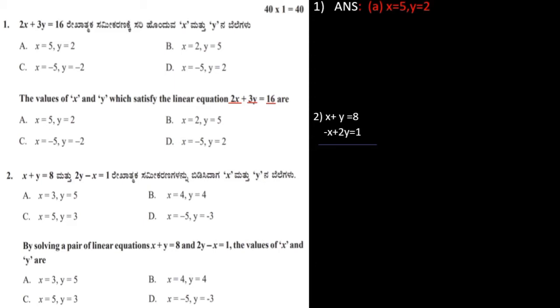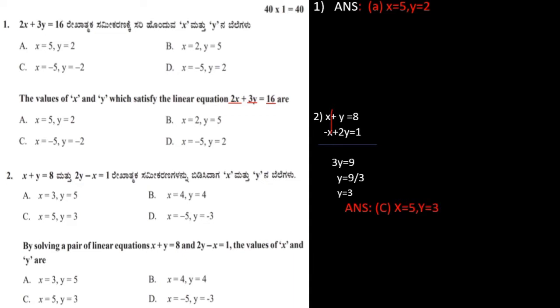So I'll write first minus x plus 2y is equal to 1. Now plus x and minus x get cancelled, so we have 1y plus 2y, which gives 3y is equal to 8 plus 1, that is 9. 3y is equal to 9. Now we divide 9 by 3, then we get y is equal to 3. Check where we have y is equal to 3: in option C we have y is equal to 3 and in option D we have y is equal to minus 3. So option C, y is equal to 3, is the correct one. Therefore x is equal to 5, y is equal to 3 is the correct answer.